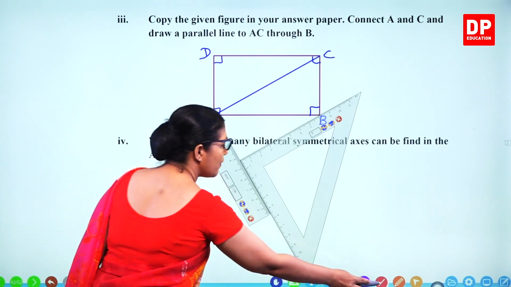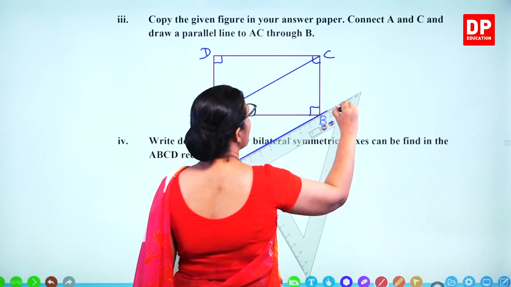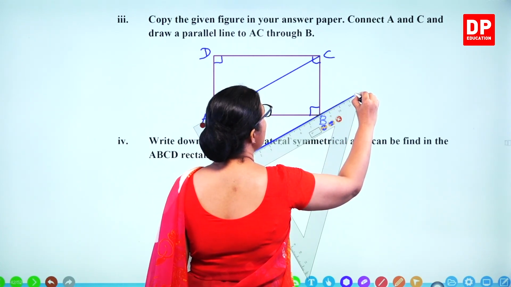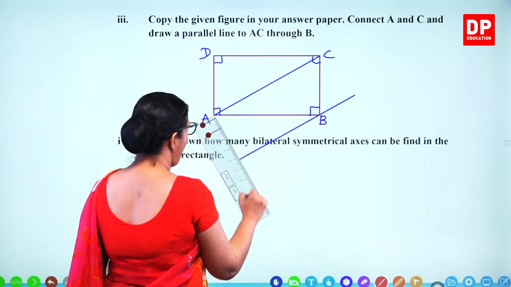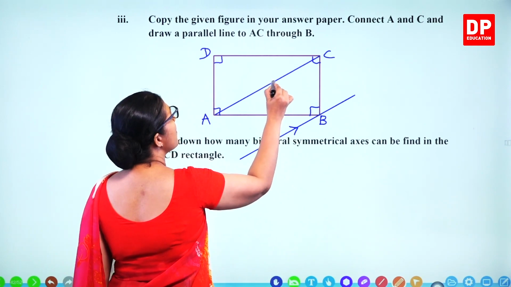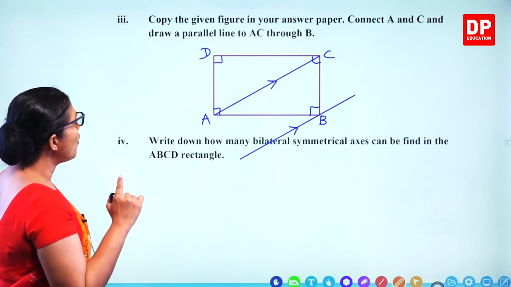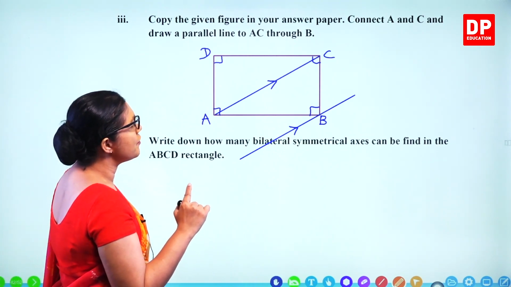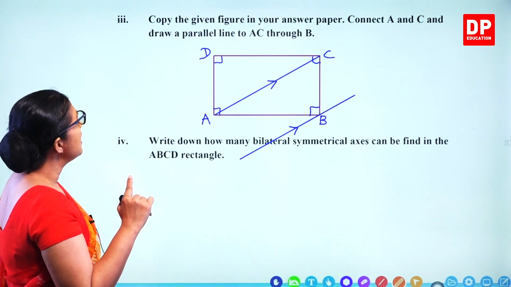Now you can draw the line. So this is the line parallel to AC, passes through B. So this line is parallel to this one. Then write down how many bilateral symmetrical axes can be found in ABCD rectangle.